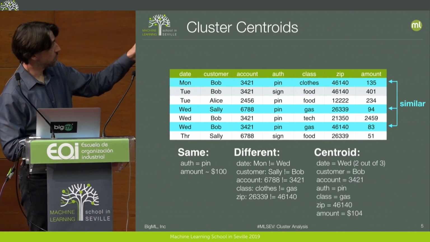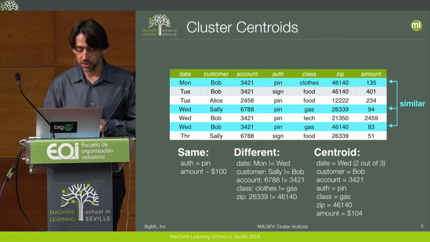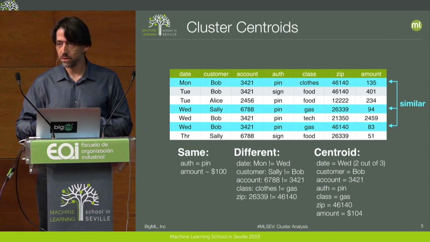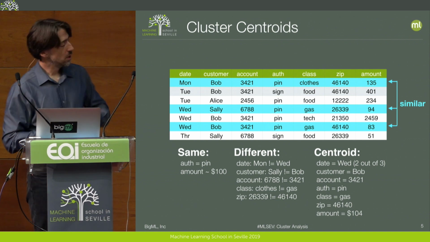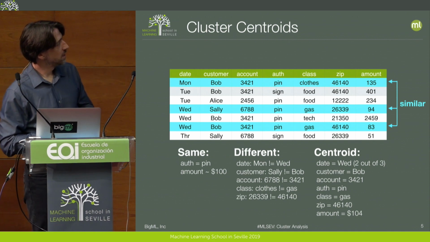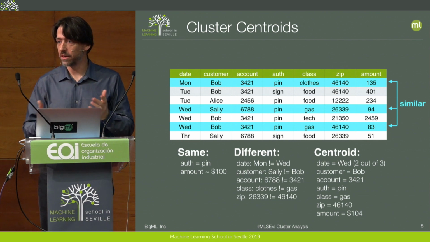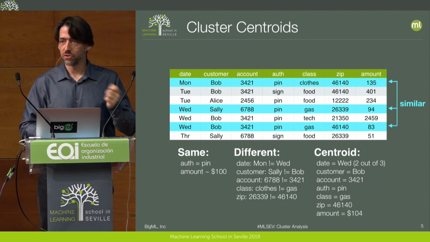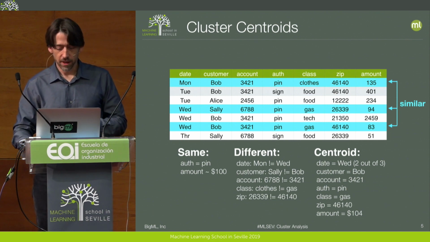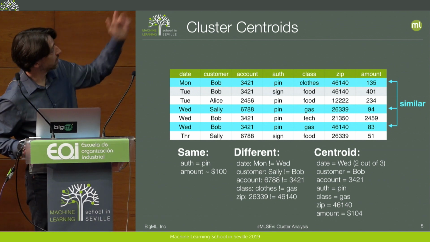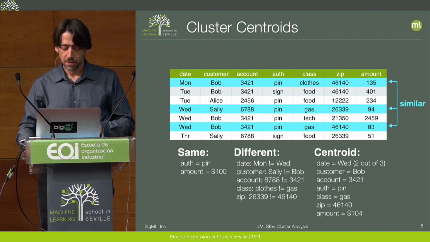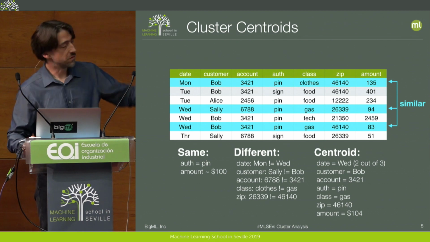And if this was a cluster that we discovered from clustering, we would define the centroid member as the average member. So for a categorical thing, the date is going to be Wednesday, because 2 out of 3 of those is Wednesday. It's the most common class. So the centroid would be Wednesday. And the customer would be Bob because 2 out of 3 of the transactions are for Bob. And the account is 3421 for the same reason.